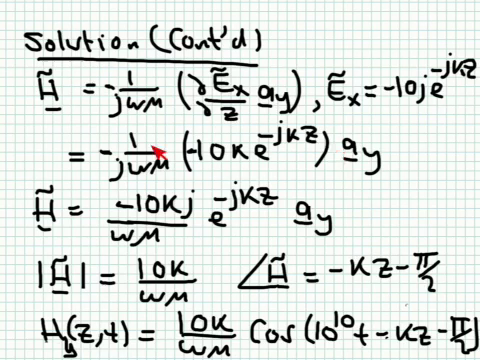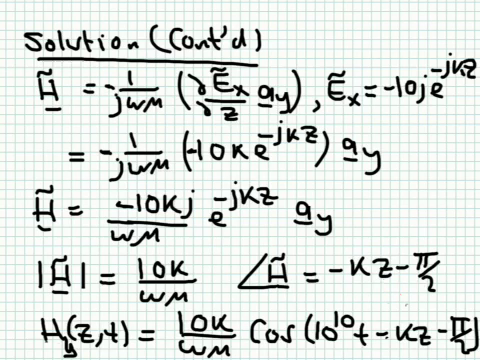Now, minus will cancel with minus. j will go to the numerator, becomes minus j. This is now the expression for the magnetic field phasor. You can see from this expression that the magnitude of this phasor is 10k over omega mu, and its phase, here you are multiplying by minus j. Minus j means you are multiplying by e to the minus j pi over 2. Then the phase of this quantity is really minus kz minus pi over 2.